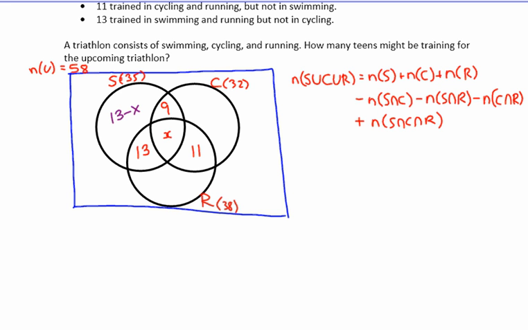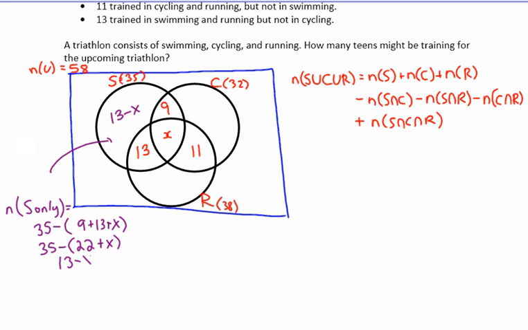So how did I get that? Again, it's 35 minus the sum of the 3 of those: 9 plus 13 plus x. Don't forget to distribute. So this is s only. If you distribute the negative, you get 35 minus 22 plus x, or 13 minus x.